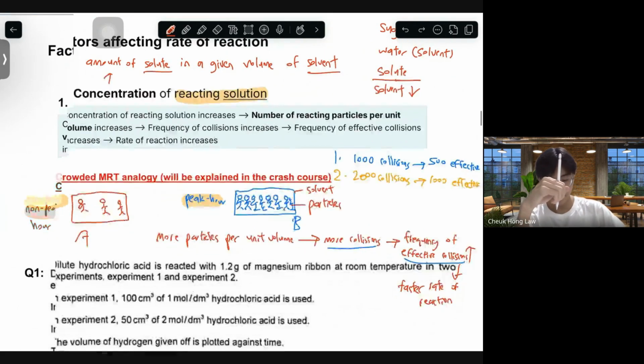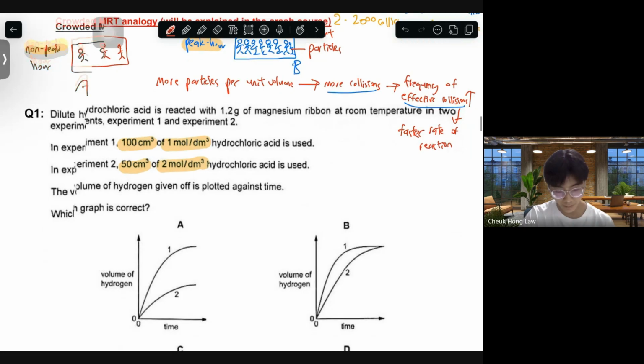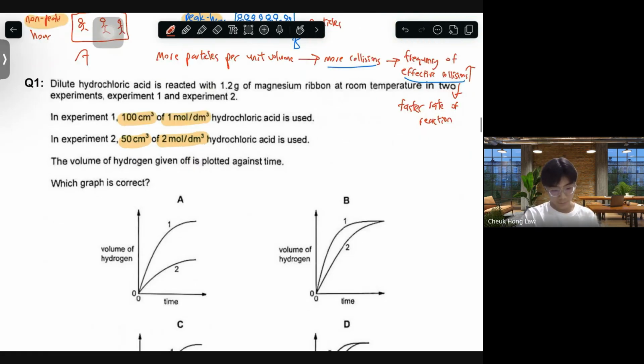Okay, so let's look at the first question. Dilute hydrochloric acid is reacted with 1.2 grams of magnesium ribbon at room temperature in two experiments. In experiment 1, 100 cm³ of 1 mol/dm³ hydrochloric acid is used. Then in experiment 2, 50 cm³ of 2 mol/dm³ hydrochloric acid is used. The volume of hydrogen given off is plotted against time. So which graph is correct?